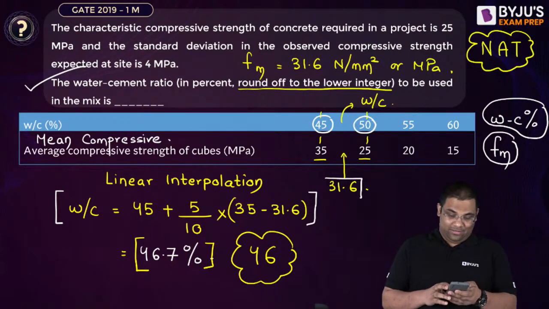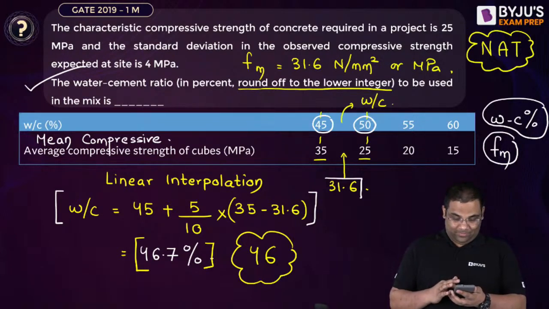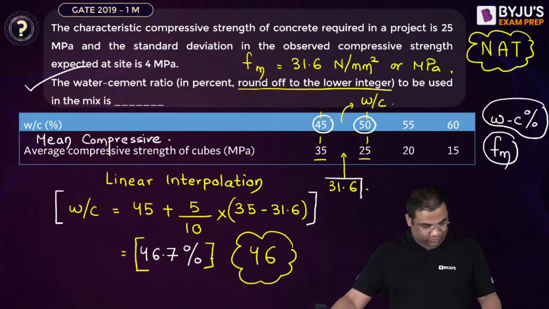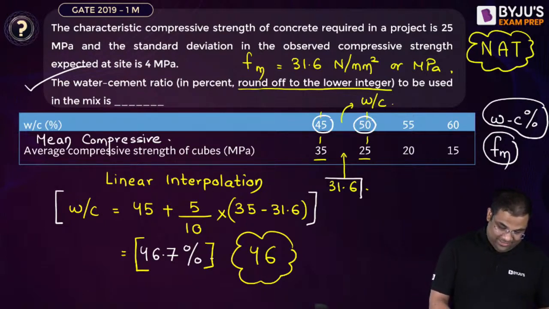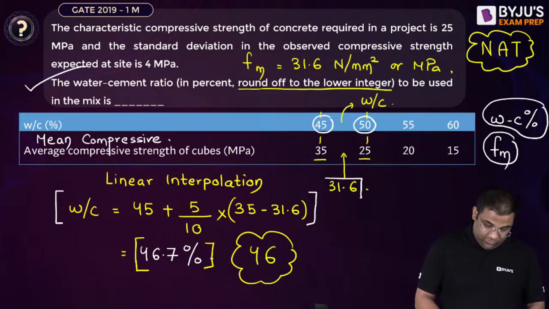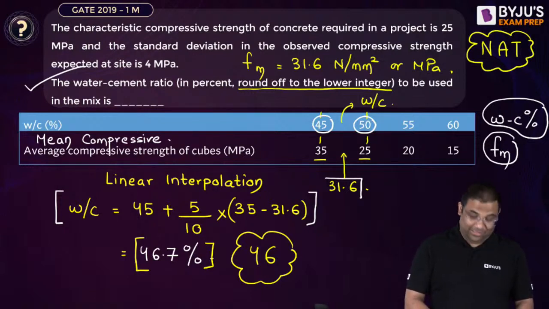Let me see how many students are there. As per that I will teach. Let me see how many students are present. 46, okay. Give me 2 minutes. Oh, 10 are there. Great. Okay, that's increasing.